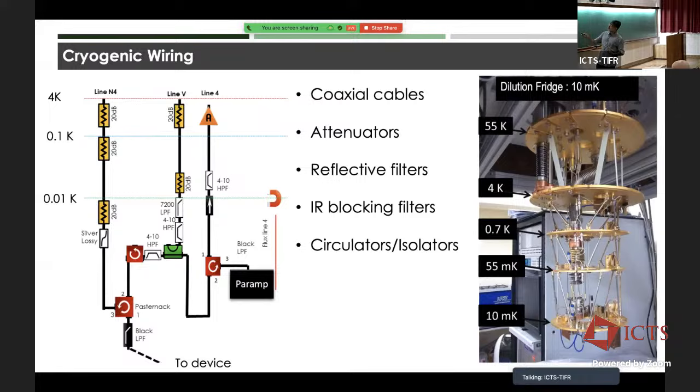But anyway, and then you need cryogenic amplifiers. So here is one cryogenic amplifier, which is typically operating at 4 Kelvin. These are commercial high electron mobility amplifiers, which keep the noise low. But we also use our own superconducting circuit-based amplifier called parametric amplifiers, or paramps.